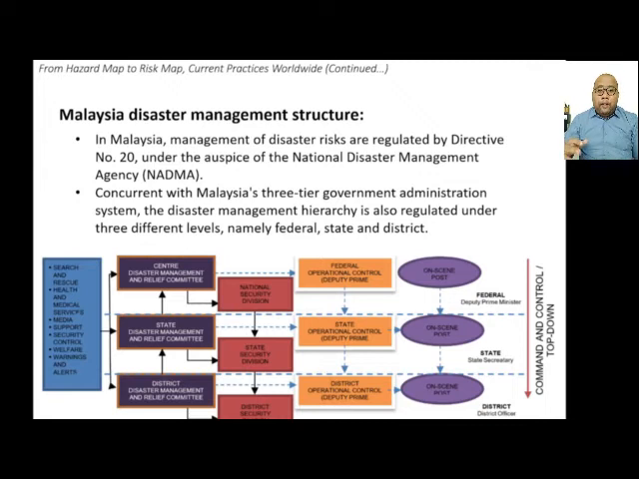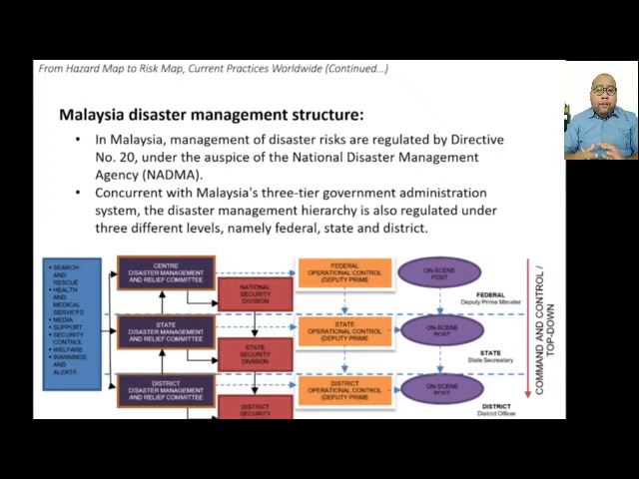And normally for NADMA, they try to have collaboration with other agencies. Bukan NADMA sahaja yang tengok kepada risiko ni. Semua jabatan kerajaan yang terlibat, misalnya JPS, Polis, JKR. So all these government agencies try to collaborate and try to manage this disaster risk.